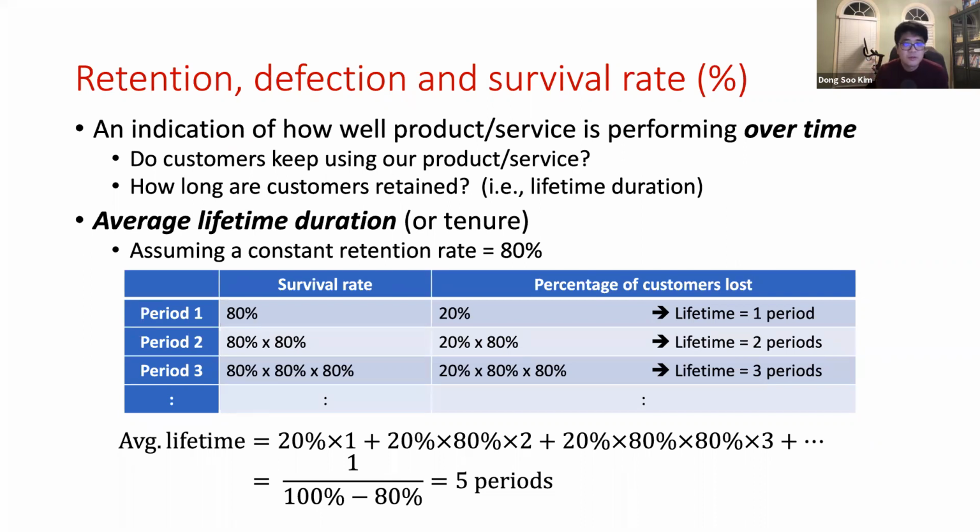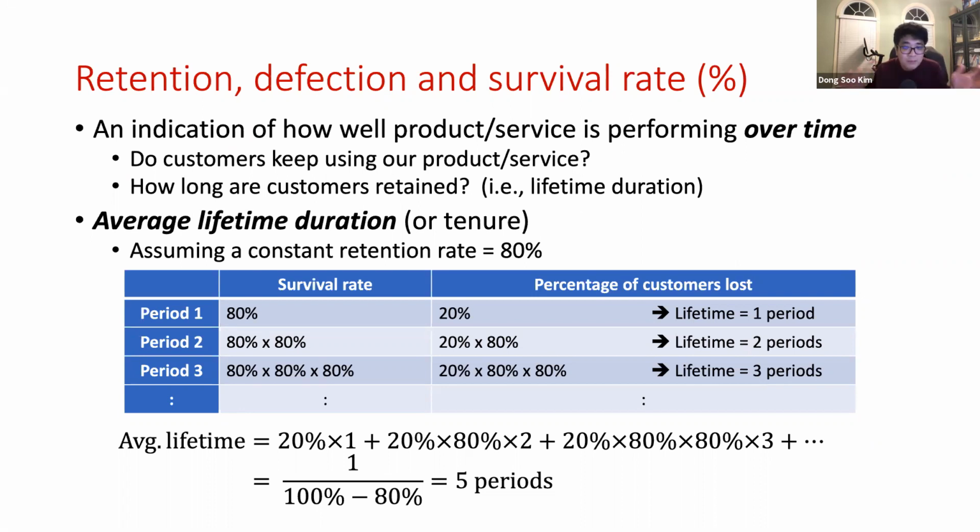With this assumption, we can simply compute the average lifetime duration from the retention rate. Suppose that the retention rate is 80%, very high. Then one period later, 80% of initially acquired customers are still alive. That's the definition of retention rate, right? And the rest, 20%, left during the period. Those customers who left used the product or service for only one time period, right?